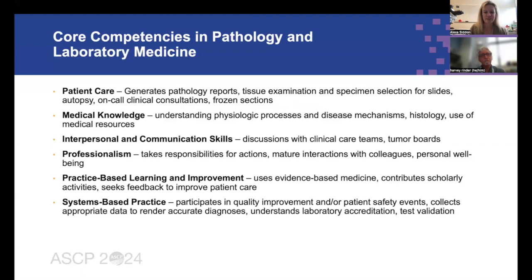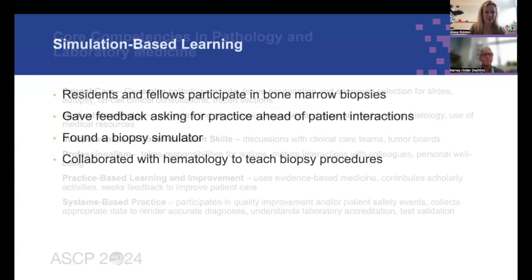Our residents are participating in quality improvement and or patient safety events. Maybe they're collecting appropriate data from multiple different sources from the medical record to render accurate diagnoses. Our residents are understanding laboratory accreditation and test validation. I think that's something that I struggled with as a resident. I think that was something you really have to seek out. And now we're finding new mechanisms to teach this and to have our residents learn it. So these are our core competencies.